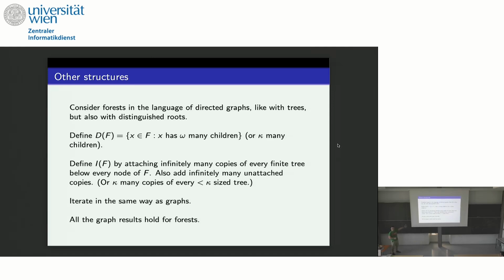But presumably, there are other structures where this approach would work as well. I'm suspicious about reduced abelian p groups.